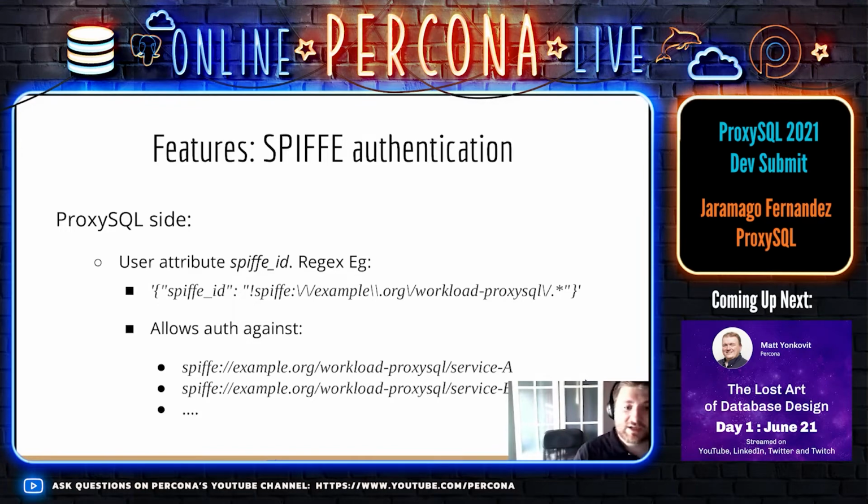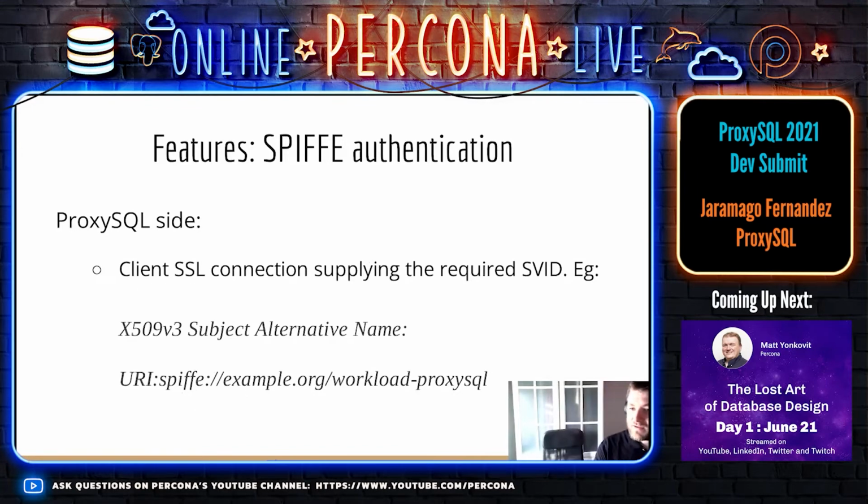This was the first part. As a recap, we have said that first we configure our SPIFFE ID, which is a user attribute in ProxySQL. Secondly, the client connection needs to supply the SVID, an X509 v3 certificate, which can be verified against the ProxySQL CA certificate. This supplied SVID needs to contain a SAN URI with the same ID as specified in the user attribute SPIFFE ID. I want to add a remark here.